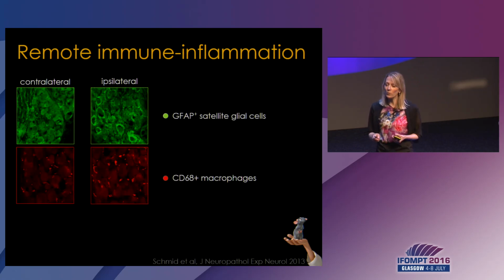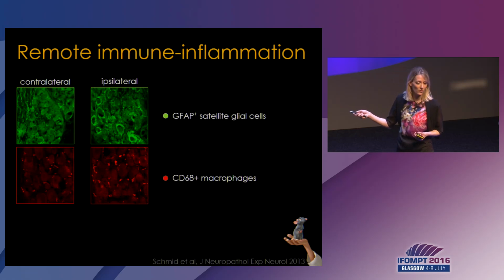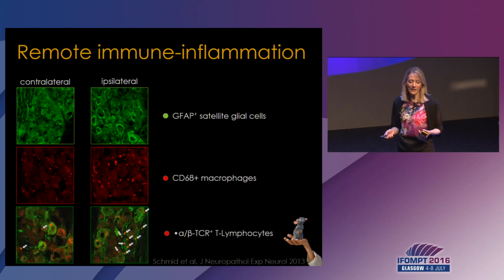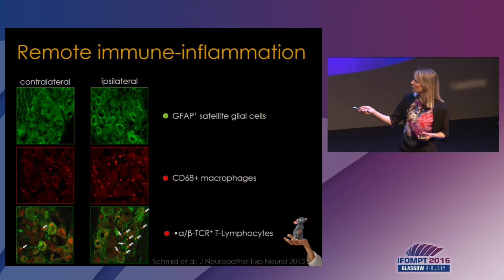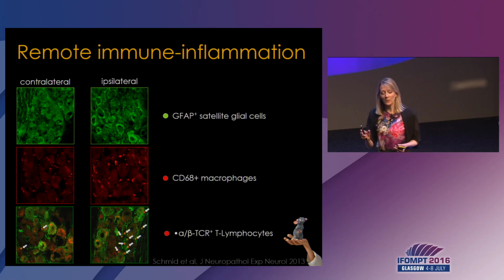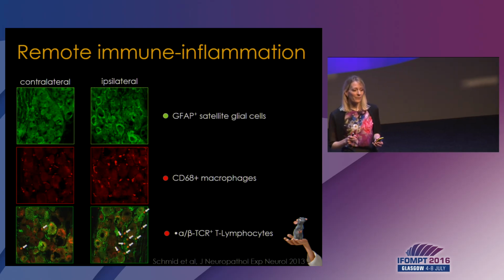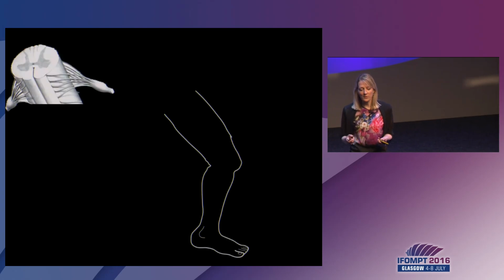We did, however, also find an increased recruitment of macrophages into the dorsal root ganglia, far away from where the injury site is. Similarly, T lymphocytes were strongly attracted into the dorsal root ganglia, again, very far away from the actual compression site. Now, how can such an immune-inflammatory reaction at a remote site explain spread of symptoms?